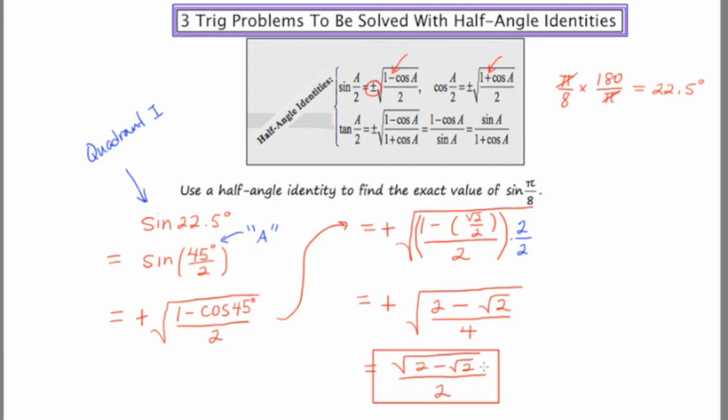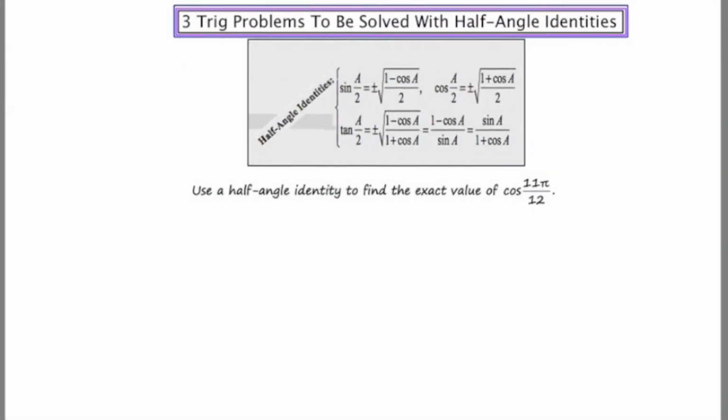This answer might seem a little odd looking, having radicals inside of other radicals, but if you go ahead onto your calculator and type in sine of 22.5, remembering to be in degree mode, and then type in the square root of 2 minus root 2, then divided by 2, you're going to get the same thing. So expect answers to occasionally look like this with radicals inside of other radicals. Let's take a look at a second problem.